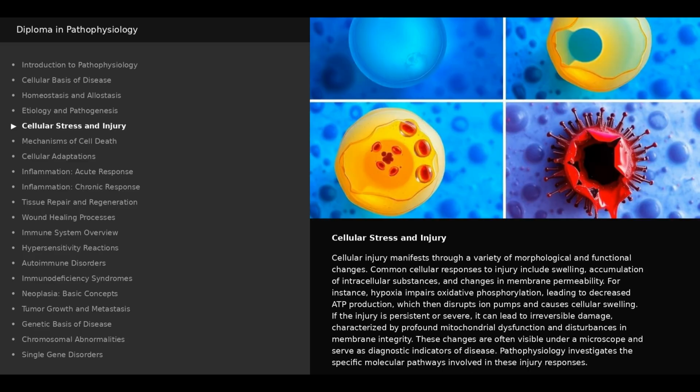Cellular injury manifests through a variety of morphological and functional changes. Common cellular responses to injury include swelling, accumulation of intracellular substances, and changes in membrane permeability. For instance, hypoxia impairs oxidative phosphorylation, leading to decreased ATP production, which then disrupts ion pumps and causes cellular swelling.